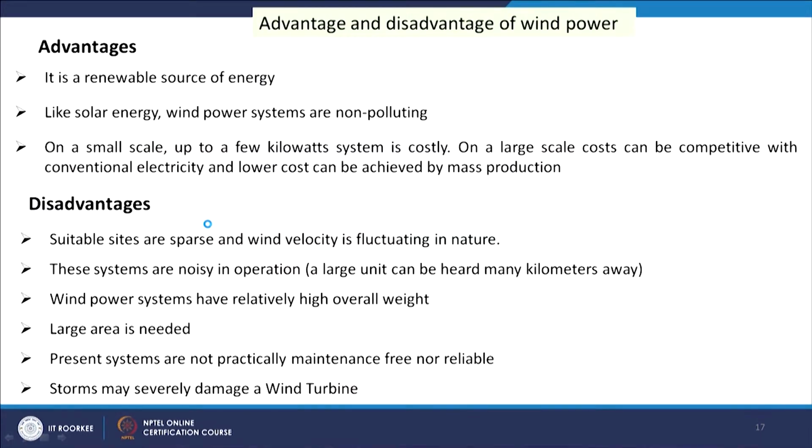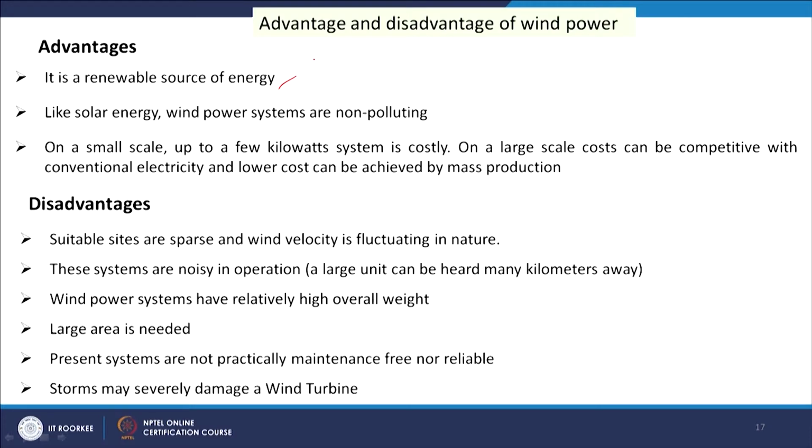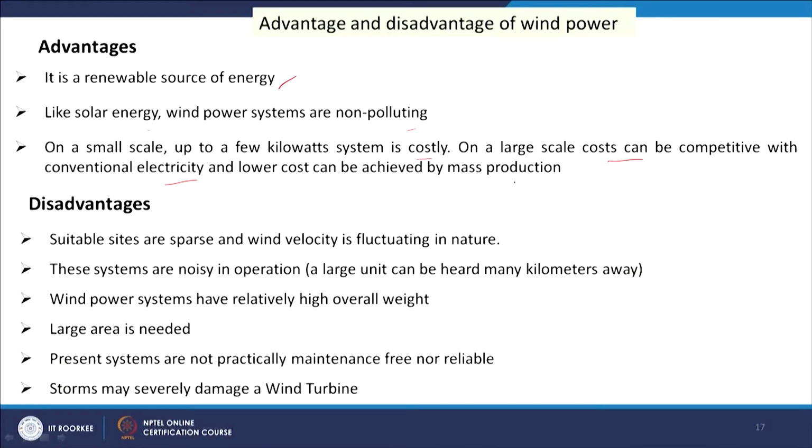Now, the advantages and disadvantages of wind power. It is a renewable source of energy, this is one advantage, and like solar energy, wind power systems are non polluting, no pollution from the wind power. On a small scale, up to a few kilowatt, the system is costly, but on a large scale the cost can be competitive with other types of energy available, particularly conventional electricity, and lower cost can be achieved by mass production. So, these are the advantages of wind, basically it is pollution free.